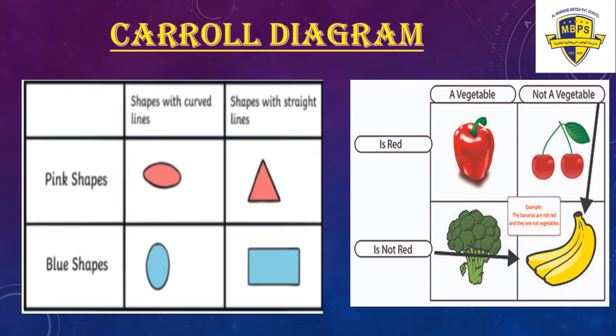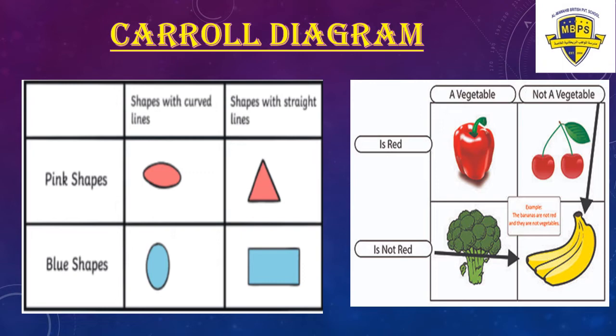Now if you look at the second picture, it says it is a vegetable and it is red in color. So you can see that it is a red capsicum. The next picture: it is not a vegetable and it is red in color. What is it? Very good, you can see cherries. Next, it is a vegetable and it is not red. What is it? Very good, it's a broccoli. And the last one, it is not a vegetable and it is not red. What is it? Perfect, it's a banana.